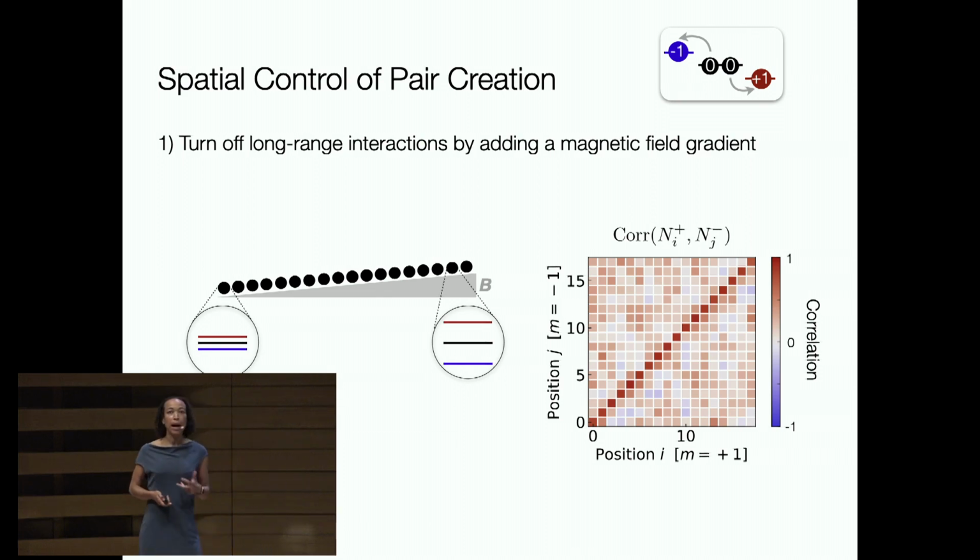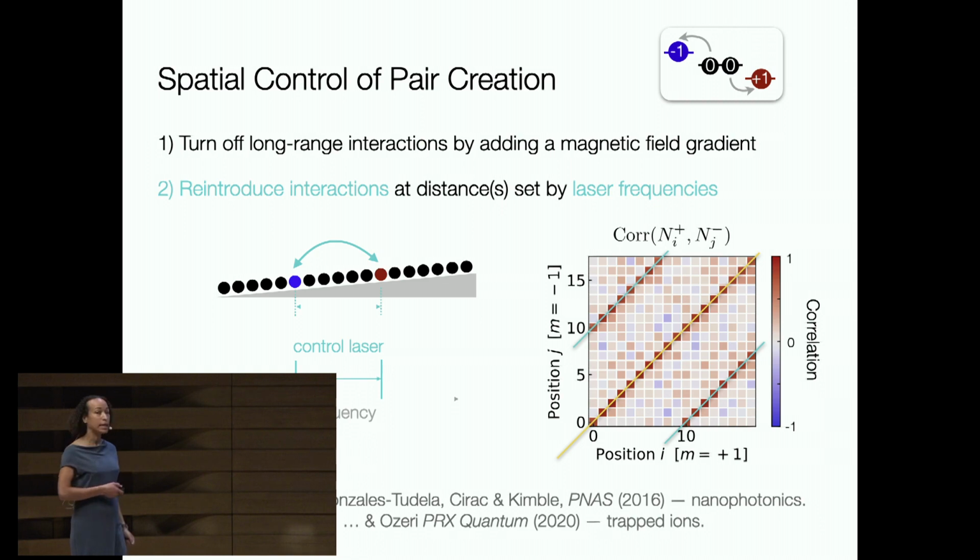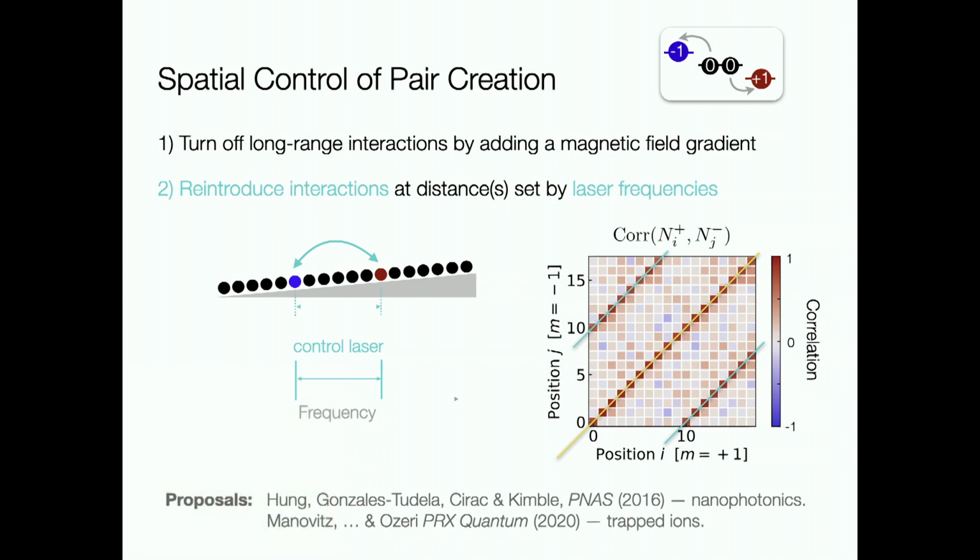The nice thing about this, though, is that we can now controllably reintroduce interactions at a distance of our choice by turning on essentially a second frequency in our control field. So the idea is now we can have processes where an atom absorbs a photon of one frequency and emits a photon of another frequency in a way that bridges the energy cost of creating these pairs at some distance.